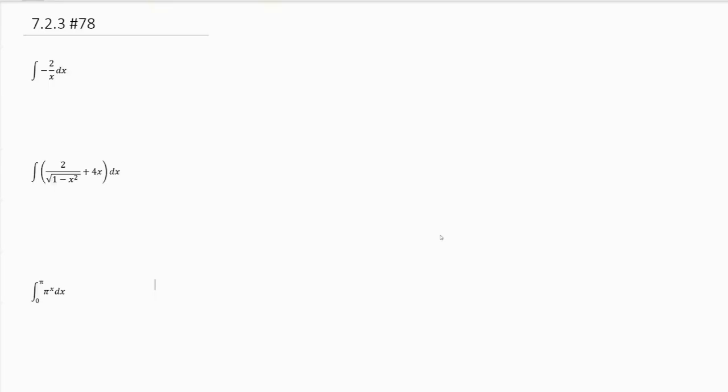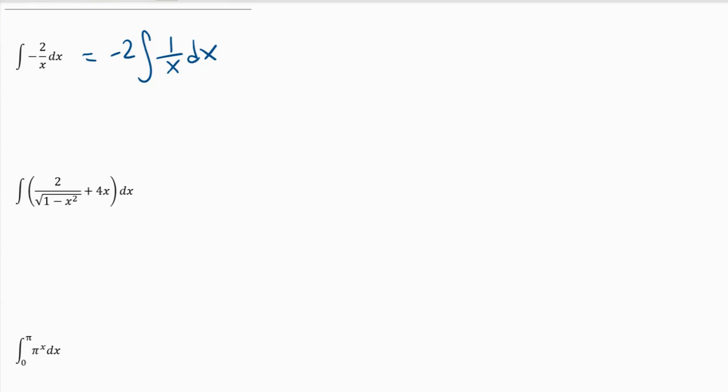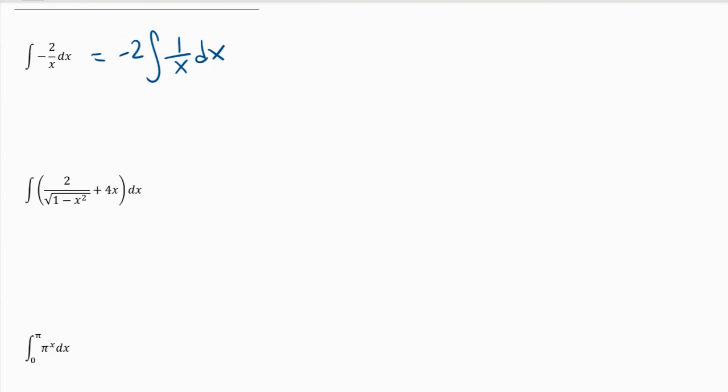Okay, so let's review our integration skills. For this first one, I have the integral of negative 2 over x dx. If you'd like, you can pull out a constant, if that helps you see what skill you'll be using here.